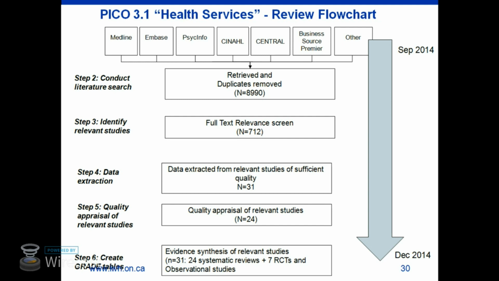The other thing to note is, because of the amount of literature that we had to go through and the timeline that we were given, we decided to focus on systematic reviews first. So where there was a systematic review on a topic, we looked at those first, and in the absence of systematic reviews on the topic, we then looked at randomized controlled trials and then observational studies. So you will see that the evidence synthesis comprises systematic reviews, RCTs, and observational studies.